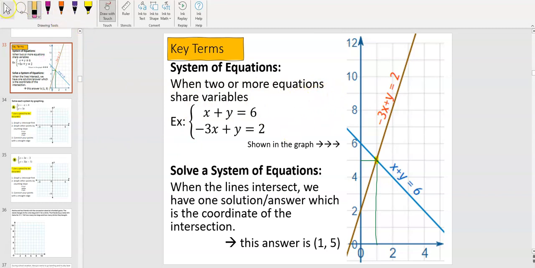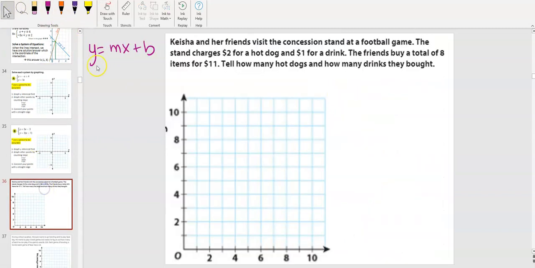So let me get back to my page here. There we go. So we are going to go ahead and write two equations. They're going to be in standard form, and then I'm going to turn them back into slope-intercept form, okay? So we have Keisha and her friends visiting a concession stand at the football game. The stand charges $2 for a hot dog, $1 for a drink. The friends buy a total of 8 items for $11. I want to know how many hot dogs and how many drinks they bought.